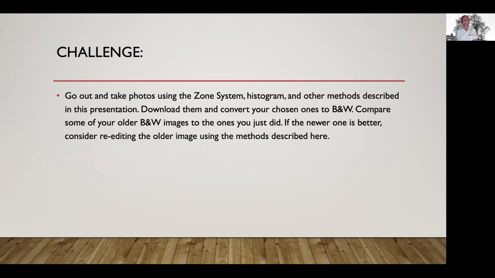Go out, take photographs using the zoom system, your histogram, and other methods described in this presentation. Download them, and convert using your chosen methods for black and white. Using the system we talked about here, compare some of your older black and white images to the ones you just did. If the newer ones are better, consider re-editing the older images and use the methods described here.